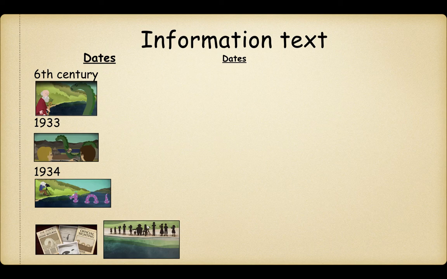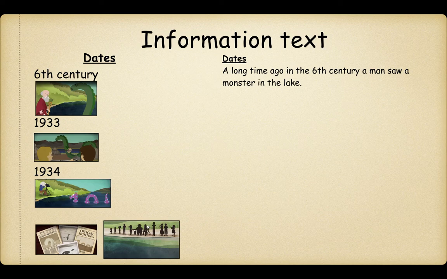So how do we start writing this as an information text? Well, we could start with, a long time ago in the 6th century, a man saw a monster in the lake. So that's knowledge people will now have. They know it happened a long time ago in the past, in the 6th century. And they build up knowledge: what did that man see? He saw a monster in the lake, which was Loch Ness.